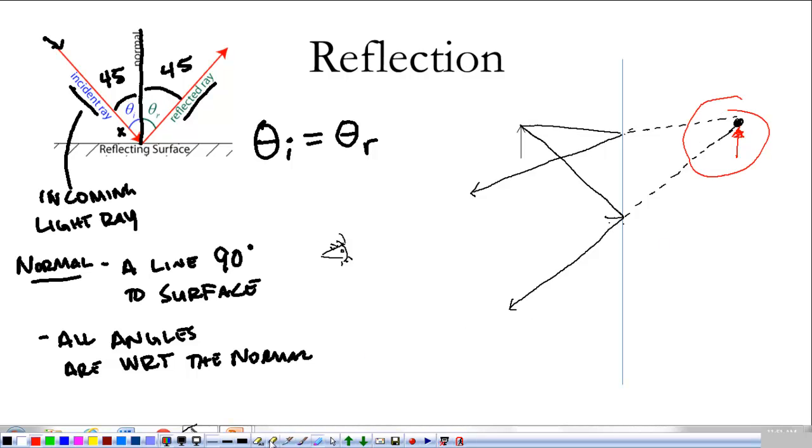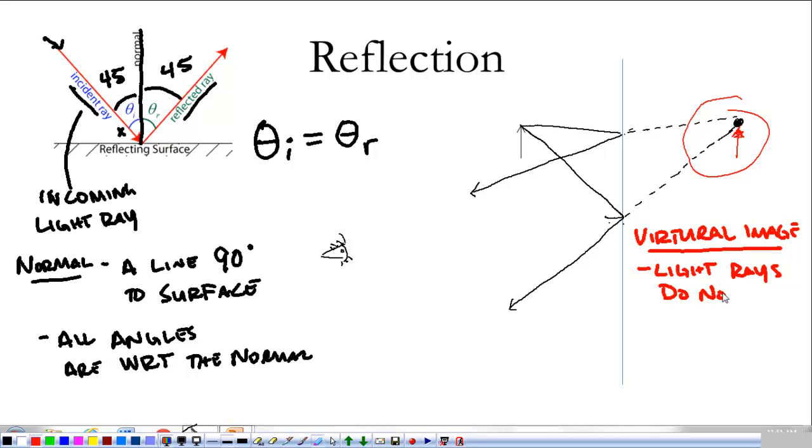But this is a little bit unique. This is a virtual image. The reason it's virtual is because light rays do not cross to form it. It's virtual because it's your eye tracing these light rays back to where they come from. That's just how your eye sees things.